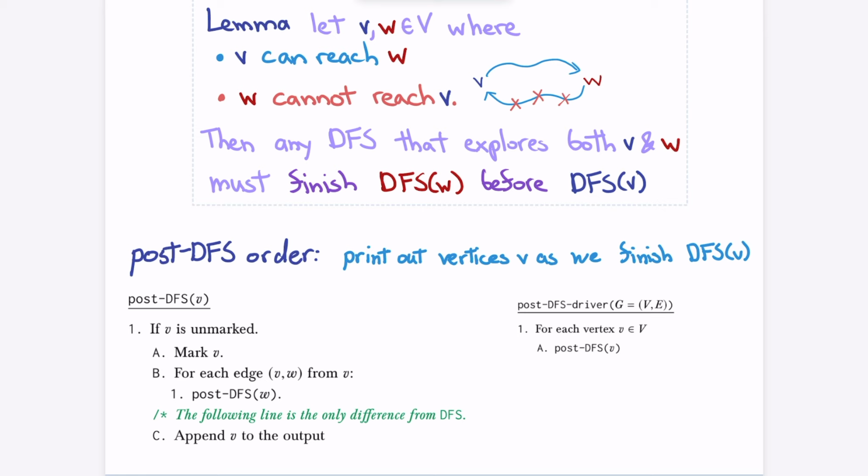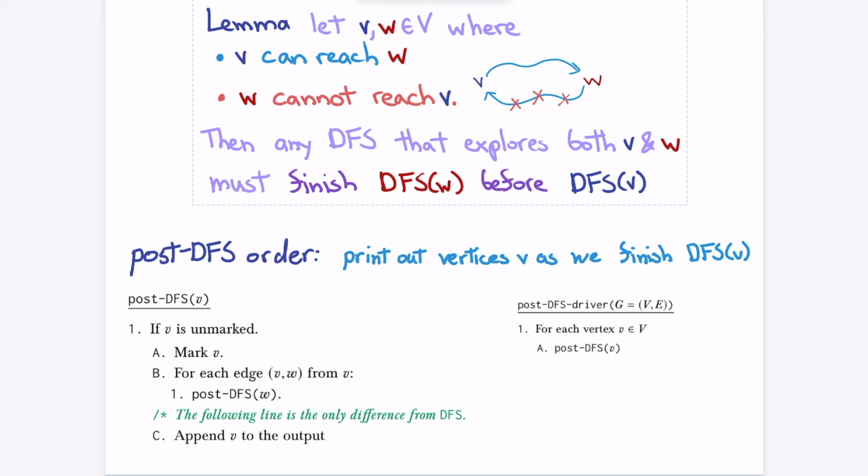So what we can do is add some kind of outer loop to make sure we visit everyone. Sometimes we just call this a driver. It just wraps around things. So for every vertex V, I'll call post DFS on V. If V is already marked, then it won't do anything. So no matter how we choose those initial nodes of our DFS search, this printout will still work.